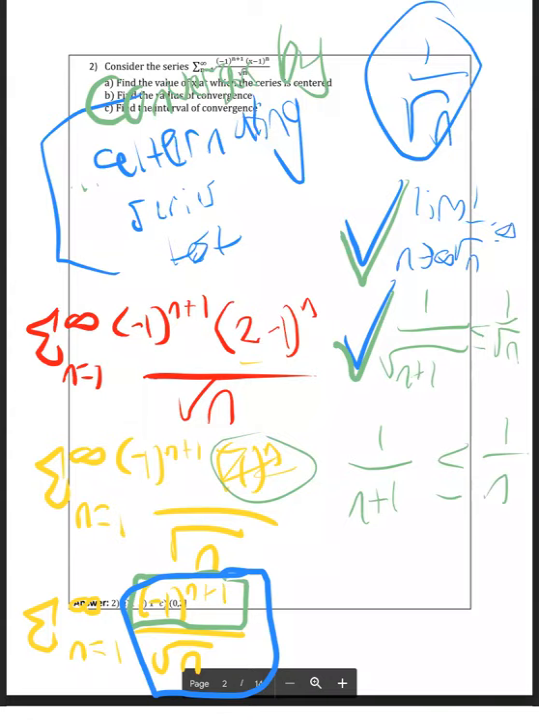So since it converges at x is equal to 2, this is now a bracket because we know it works. It works in this interval. Does that kind of make sense?